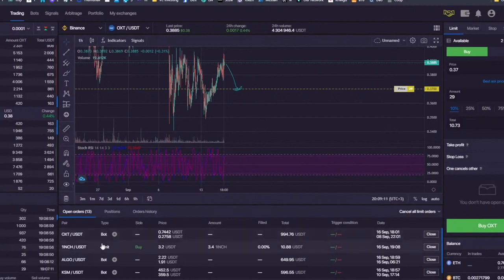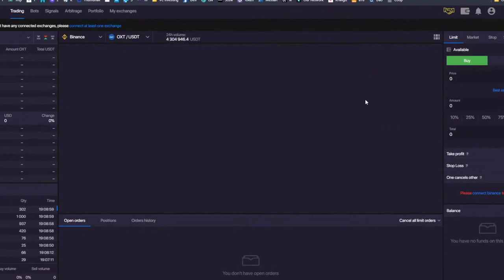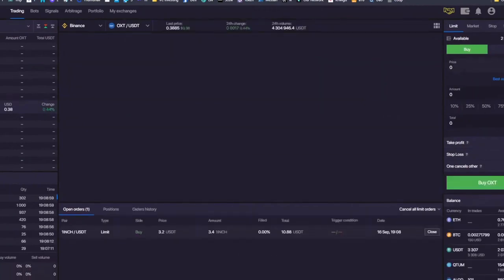Okay, why don't I have open orders? That's strange. It might be lagging. The last time I checked this feature, it was working perfectly. So as of now, I don't see a reason why. Let's maybe update it real quick.